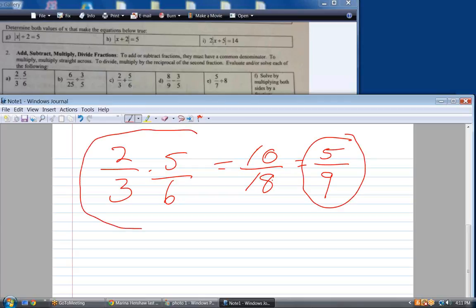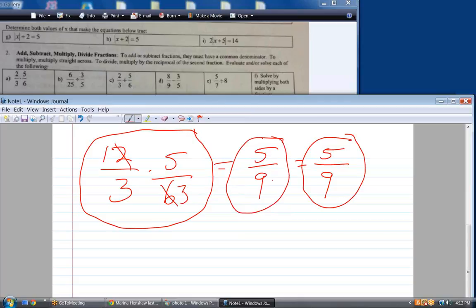But notice there are some shortcuts that I can do here that actually are beneficial. They make things easier. One is that I notice that 2 over 6 is the same as 1 over 3. In other words, I can divide the top by 2 and the bottom by 2. When I divide the top by 2, I get that. When I divide the bottom by 2, I get that. Now when I multiply straight across, I don't get 10/18. I get 5/9.